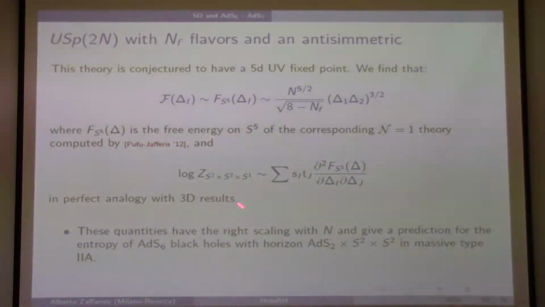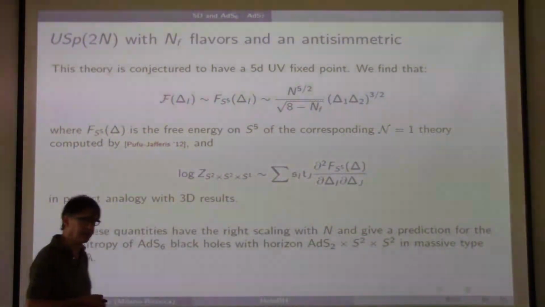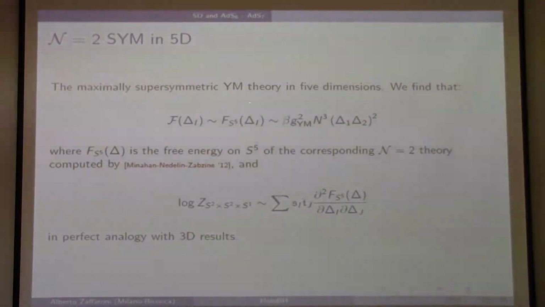Clearly, this expression gives a prediction for a class of AdS black holes. The dual of this theory is massive type IIA on AdS times S4. So if you find black holes that have this horizon topology, hopefully this is the formula that's computed for those guys. The second example that we look at is the maximally supersymmetric theory.